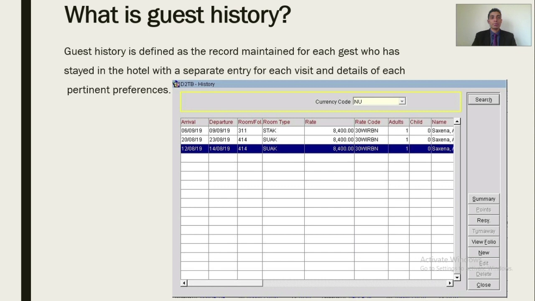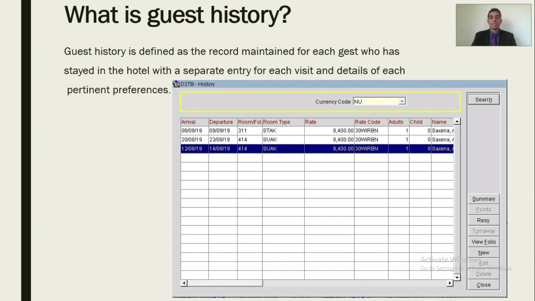Now moving on, what is guest history? Guest history is defined as the record maintained for each guest who has stayed in the hotel, with a separate entry for each visit and details of each pertinent preference. This means it's basically a record maintained by the hotel in the hotel property management system for the guests who come to the hotel.